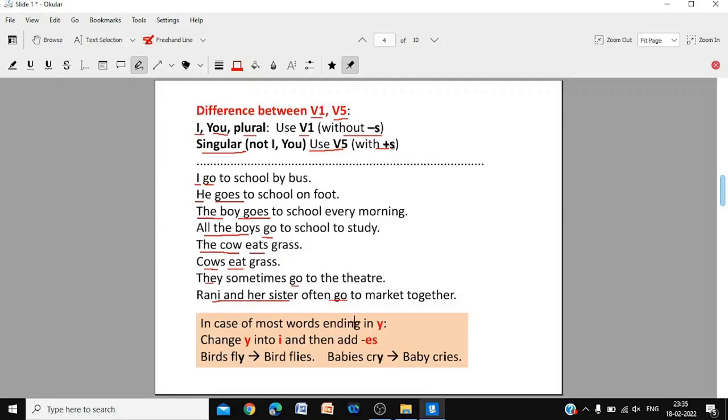So in case of most words ending in Y, the Y will change to I and then we add ES. Birds fly, a bird flies. Babies cry, a baby cries. The Y is changed into I and then we add ES. Fly, here Y is changed into I and then we add ES. Birds, plural, fly. One bird flies. Babies cry. One baby cries.